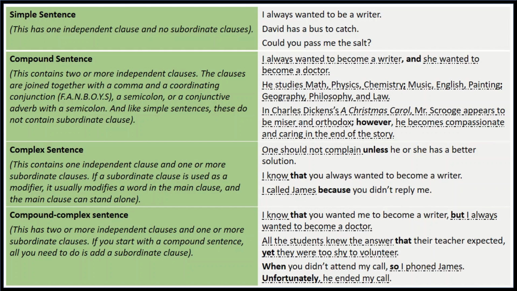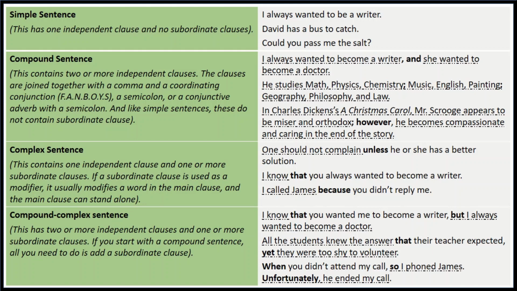However, he becomes compassionate and caring in the end of the story. So we have two thoughts joined with a conjunctive adverb and a semicolon. The conjunctive adverb with a semicolon is joining the two independent clauses. So this is what a compound sentence is. It's only independent clauses.